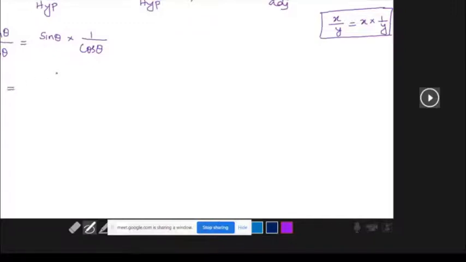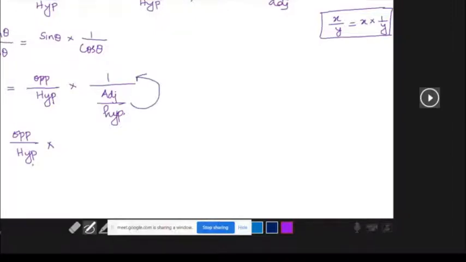Now tell me, what is sine theta? Opposite by hypotenuse, into 1 by cos theta. What is cos theta? Adjacent by hypotenuse. If you take the reciprocal of adjacent by hypotenuse, you get hypotenuse by adjacent. So the hypotenuse gets cancelled, since it is the same triangle. What do you get? Opposite by adjacent. What is opposite by adjacent? It is tan.